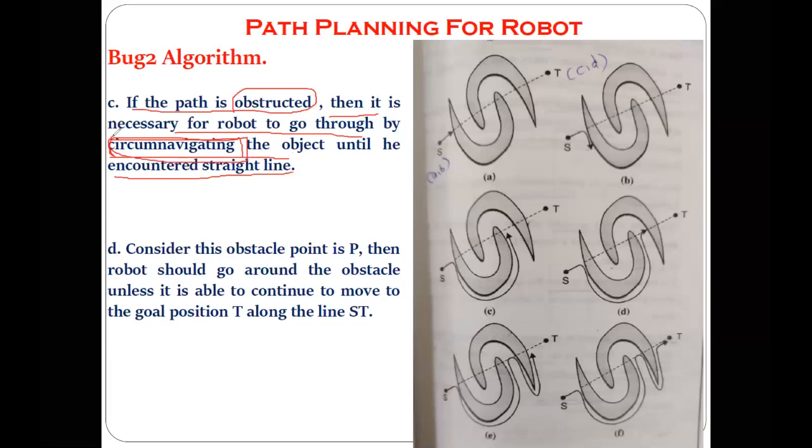Yes, this word. Circumnavigation means what? This is the combination of two words, circumference plus navigation. Circumnavigation.